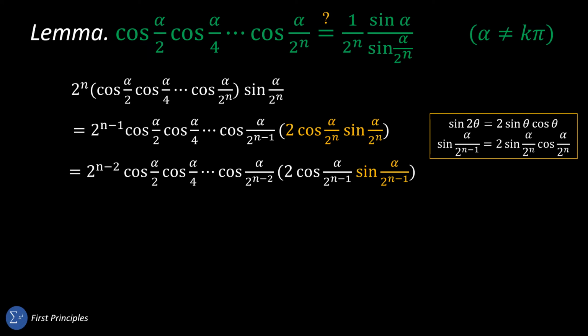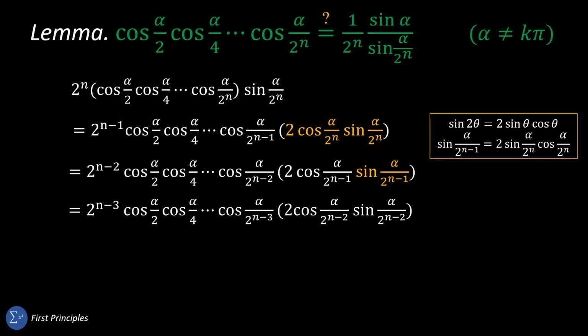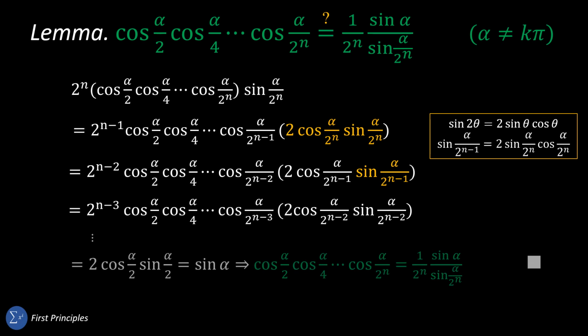The next one will be 2 to the power of n minus 3 times all the terms, all the way to alpha divided by 2 to the power of n minus 3, and what we have in this parenthesis. And if you continue this process all the way to the end, the final coefficient will be 2 times cosine alpha divided by 2 times sine alpha divided by 2, which is simply sine alpha.